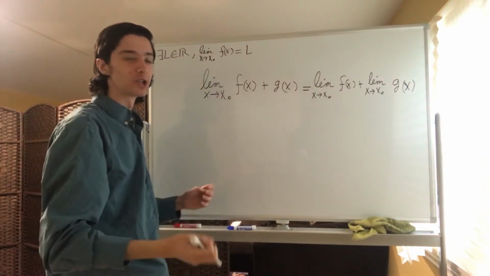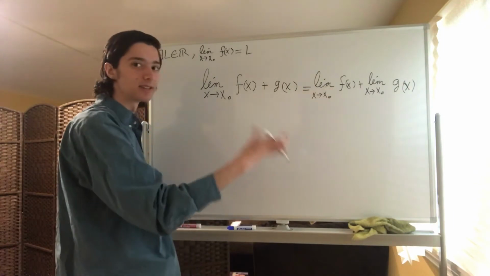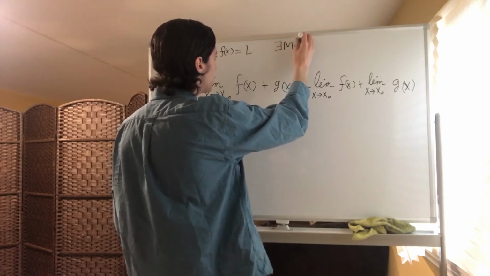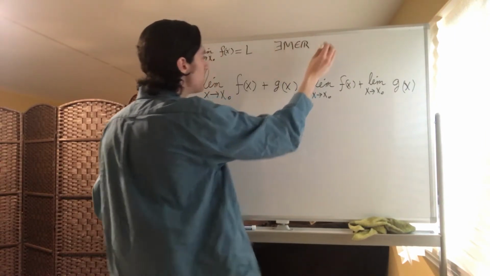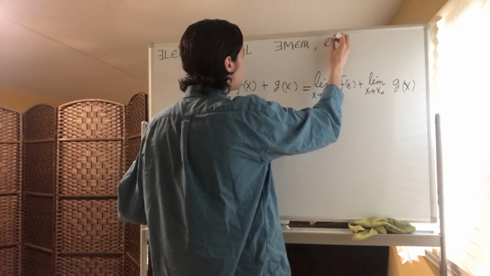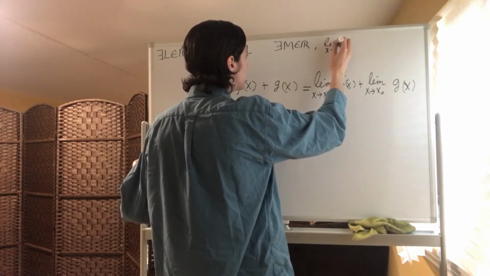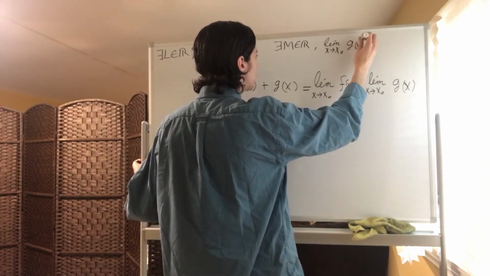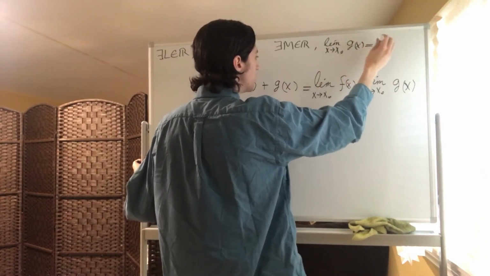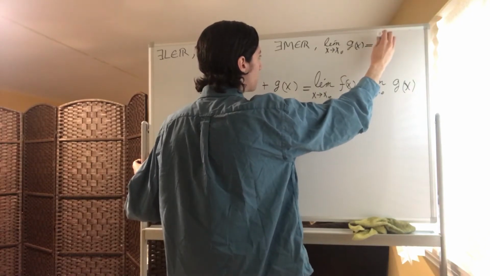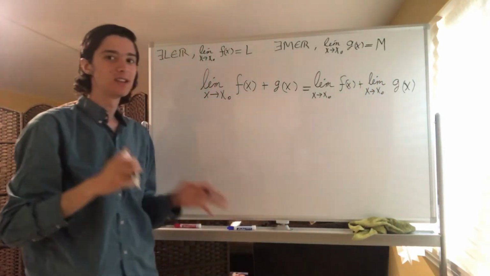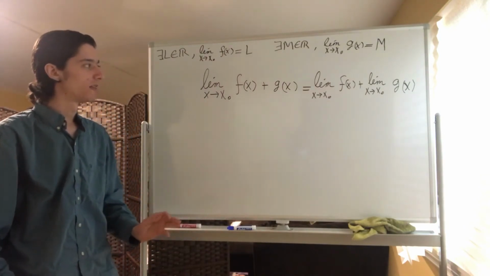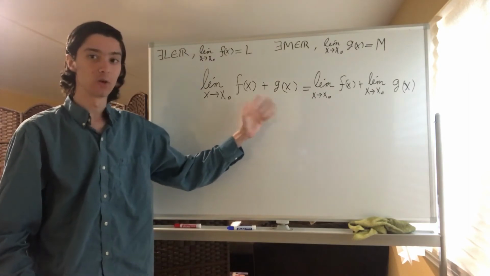Also, we want to show that g of x, that limit, exists. So we can say there exists an m, which is a real number, such that the limit as x approaches x naught of g of x is equal to our m. And we can use these assumptions to prove that this equation that I have written here holds.